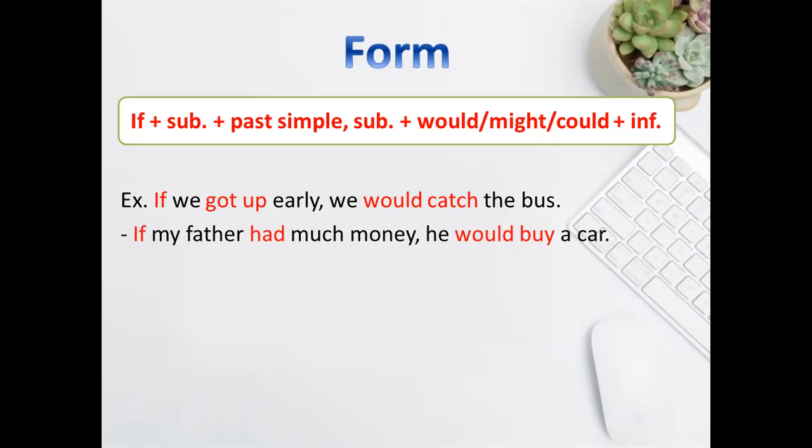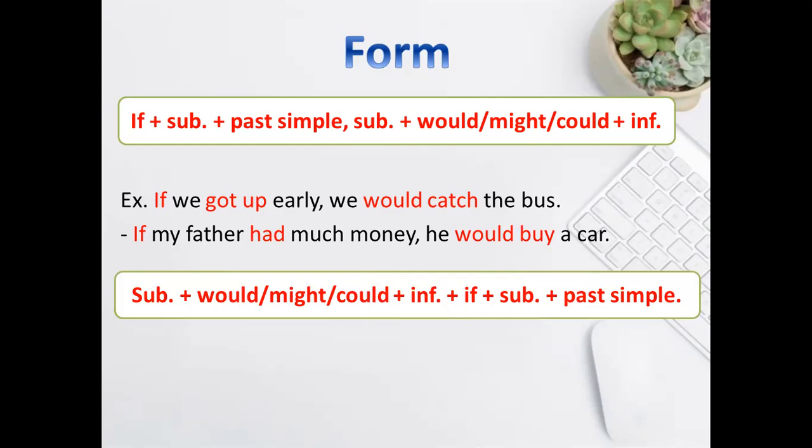If my father had much money, had here is the only verb in the sentence, so it's in the past simple. If my father had much money, he would buy a car. But in reality, my father doesn't have much money and he doesn't buy a car.